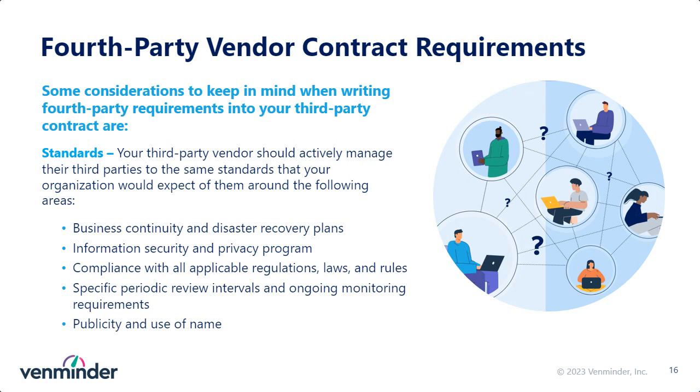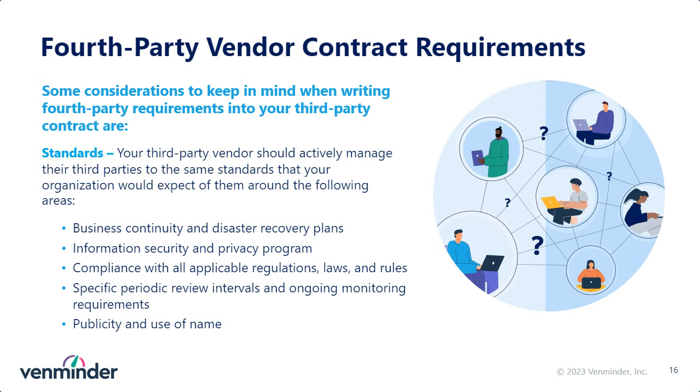And here's a few listed on this slide to talk about, and that is that you're requiring your third party to actively manage their third party to the same standards that you are managing them. So you want your third party to have a vendor management program or a vendor risk program in place that looks at things like the business continuity and disaster recovery plans on their third parties, their information security and privacy program, whether they are compliant with the applicable regulations and laws. You want to make sure that your vendor is performing periodic reviews on those third parties of theirs, your fourth parties, and requiring ongoing monitoring just like you are of your third party.